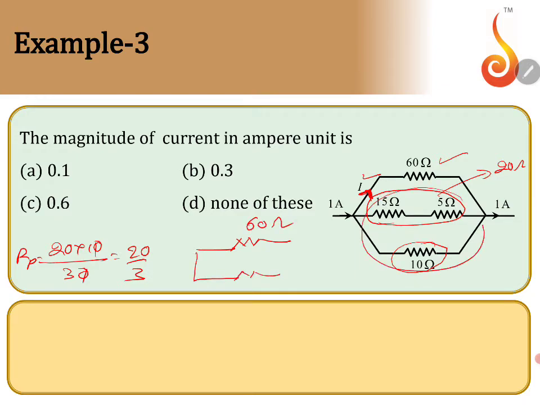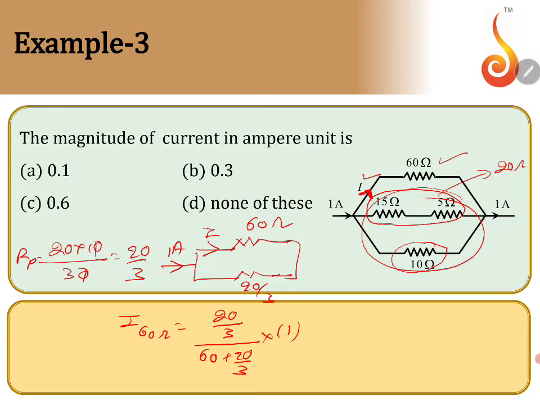Instead of these two networks I can now write 20 by 3, and the current is 1 ampere that is entering here, and we are supposed to find what is the current through 60 ohms. So we can use the current divider formula. The current flowing through the 60 ohms is equal to the neighboring resistor, 20 by 3, divided by 60 plus 20 by 3, into the main current I.